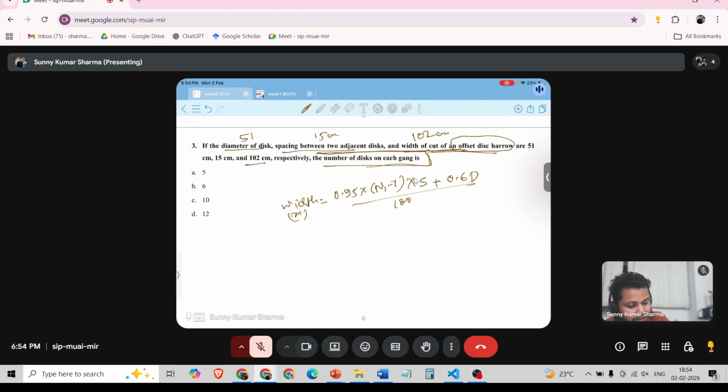Here n1 minus 1 means the number of disc spacings, and n1 is the number of discs on each gang. We need to find this n1. The width of cut is given as 102 centimeter. What will it be in meter? It will be 1.02 meter.